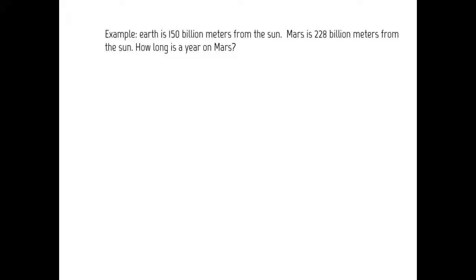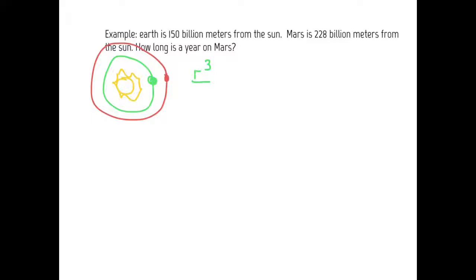If the Earth is 150 billion meters from the Sun and Mars is 228 billion meters from the Sun, how long is a year on Mars? Well, first we have to remember that the Earth orbits around the Sun, as well as Mars. Mars orbits around the Sun, so they both orbit around the same central object. So that means that we are allowed to use Kepler's third law. So we use r cubed over t squared for the Earth equals r cubed over t squared for Mars.